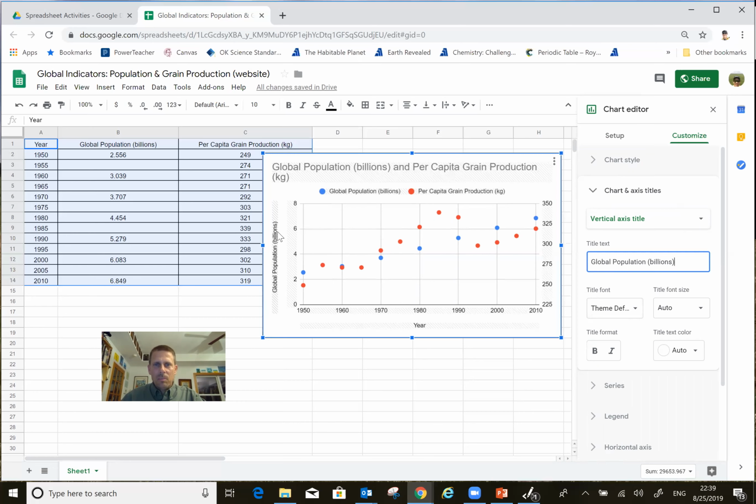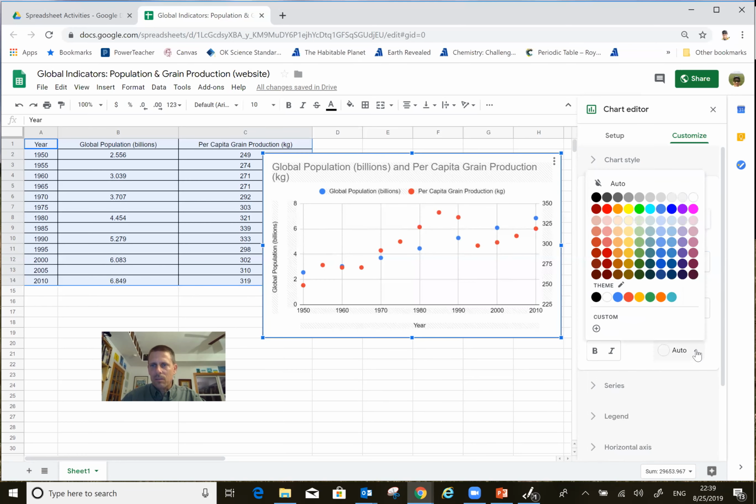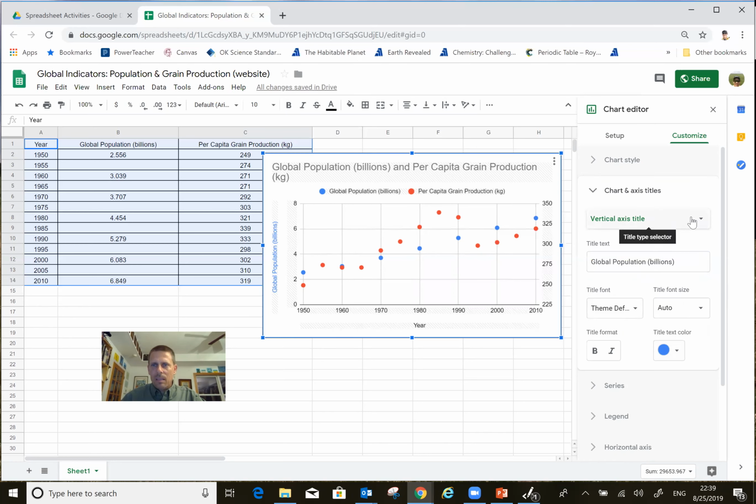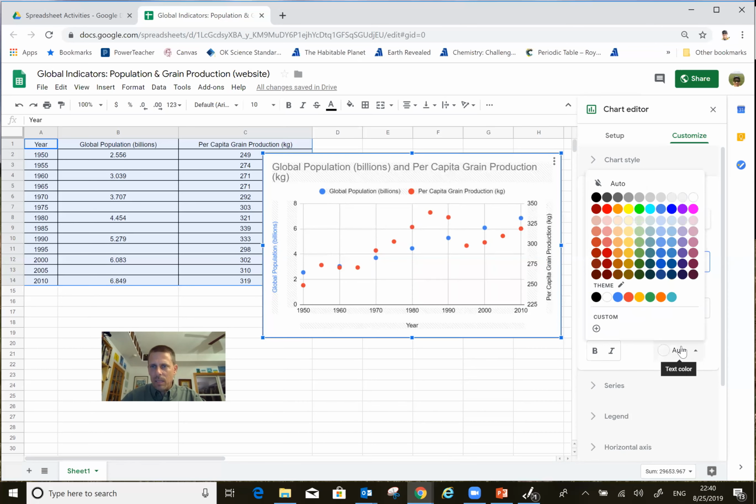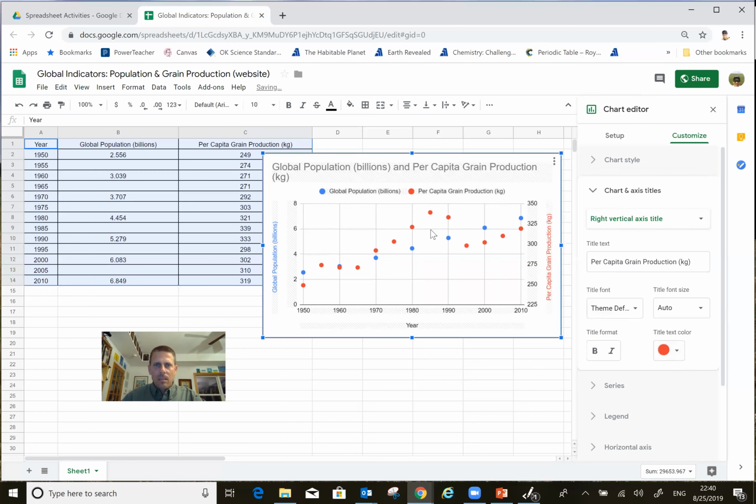And just to make it easier to make the connection between the data points and the axes, I'm going to change the color for that. I'm going to choose the theme color, the blue that they have for the theme. Okay. And then let's do the same thing for the right axis. The right axis title is going to be the per capita grain production, and that is in kilograms. And in the same way, I would like to make this one the red from the theme. And so now we can see that the left-hand axis corresponds with the blue dots, and the right-hand axis corresponds to the red dots.